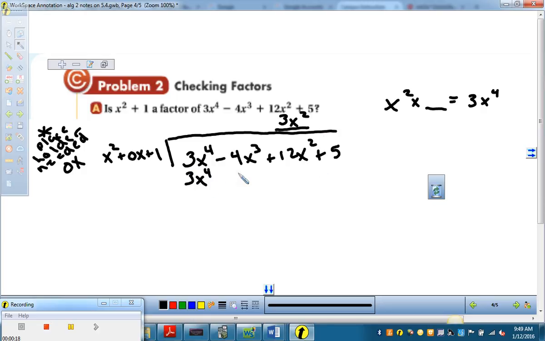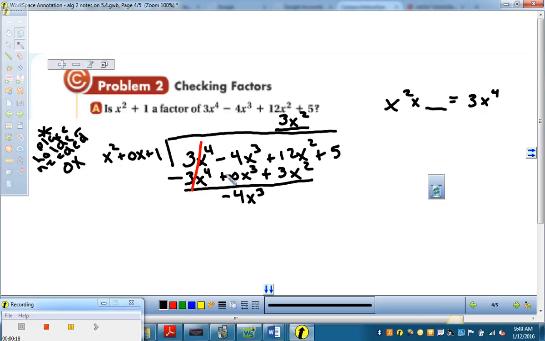3x to the 4th. Then what? Yep, and we're going to write it as 0x cubed, so that it's still a like term, because we are multiplying x squared times x, it's just the coefficient will be 0. And then what? Positive 3x squared. And we are going to subtract. When we do this, our 3x to the 4th are going away. We have negative 4x cubed minus 0. So what is that? Negative 4x cubed.